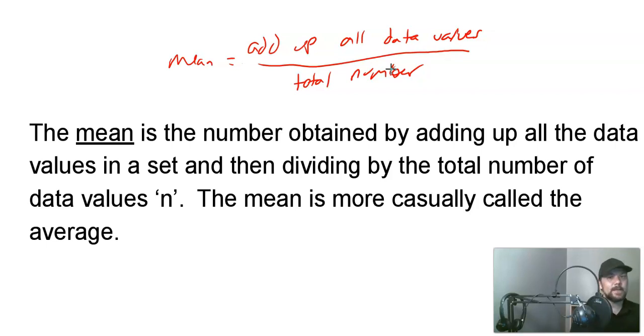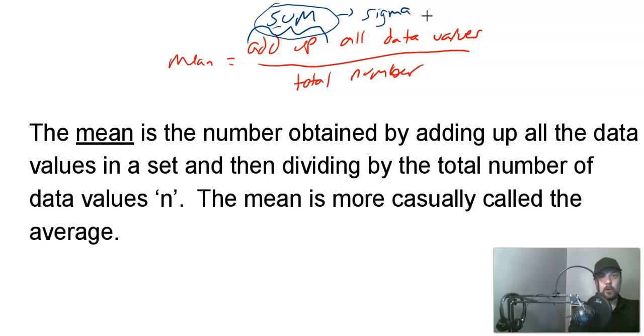Add up all the data values. So we have some symbols to represent that. Remember, in mathematical language, adding up something, the technical word for that is sum. And in Greek, the letter S is the sigma symbol. There are two versions, a capital sigma and a lowercase sigma, and we actually use both in statistics, so we have to make sure we keep them straight.